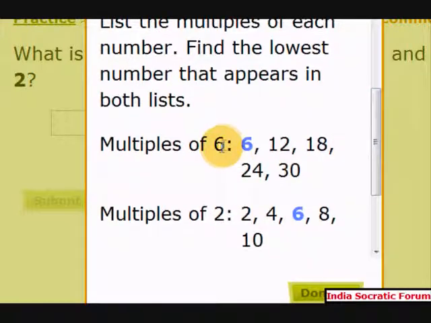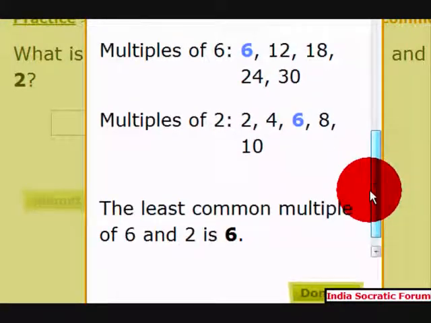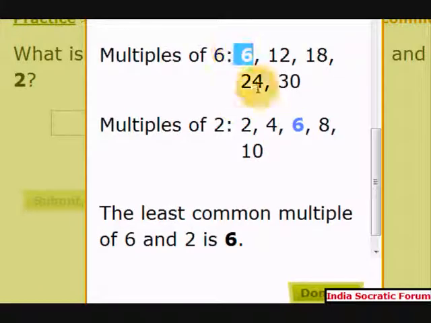What are the multiples of 6? 6, 12, 18, 24, 30. Multiples of 2? 2, 4, 6, 8, 10, etc. So what is the least common multiple? 6. Below that there is no common number. So the least common multiple of 6 and 2 is 6.